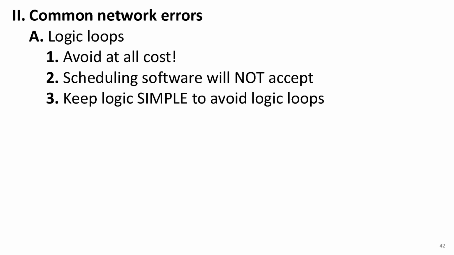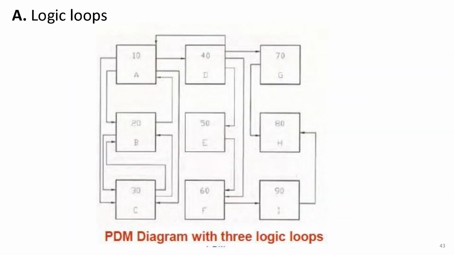To avoid logic loops, keep the logic as simple as possible. Here is an example of a network with logic loops. There are 3 loops in this network. The first one is between activities B and C. In this loop, C depends on B, and then B depends on C, making it impossible to determine which task should be executed first. The second loop is between B and A, and the third one is between A and D.